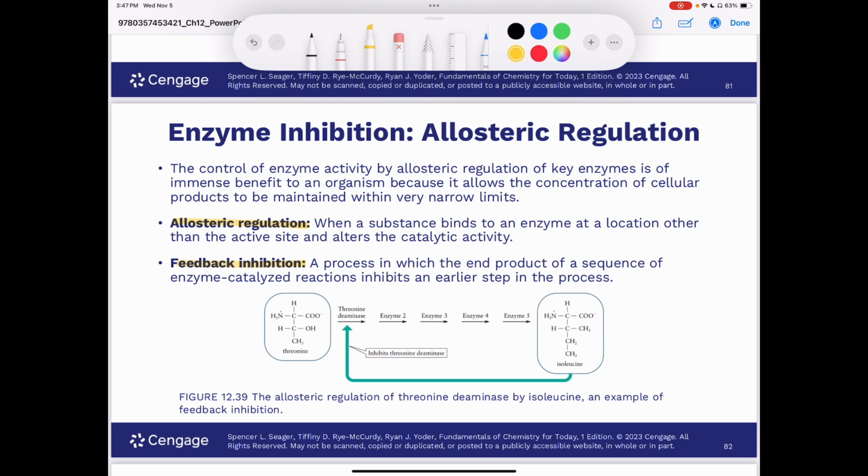And so you see what's happening here. We take this threonine, which gets acted upon by this enzyme and all these enzymes like this. Then you get to isoleucine. So once you get the amount of isoleucine that you need, it's going to go back here and it's going to end up in some kind of binding site in this enzyme and it's going to shut it off. So it says here it inhibits threonine deaminase. So it shuts off the mechanism. And that's what we call feedback inhibition.